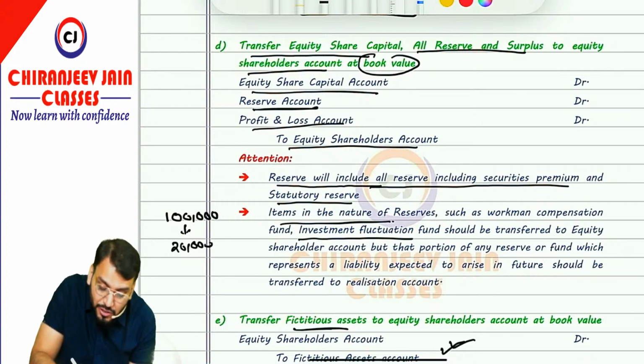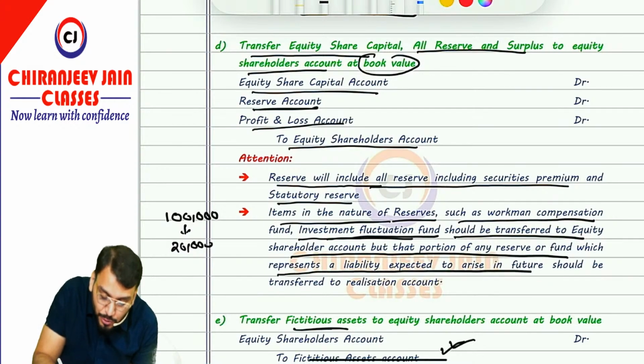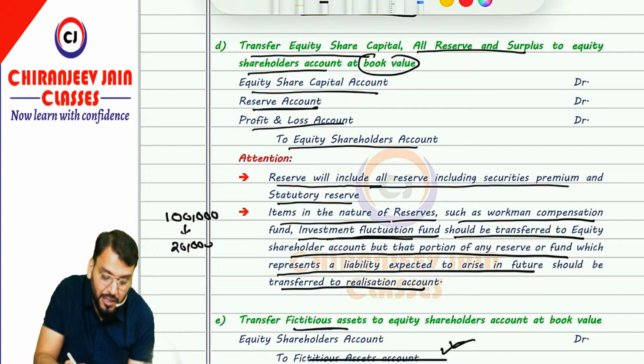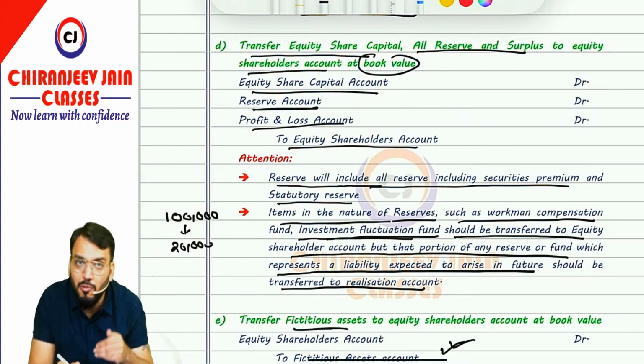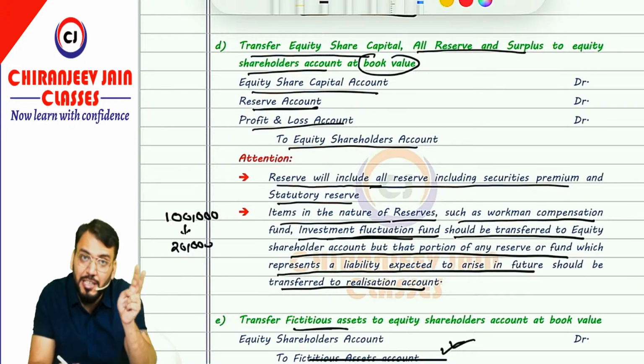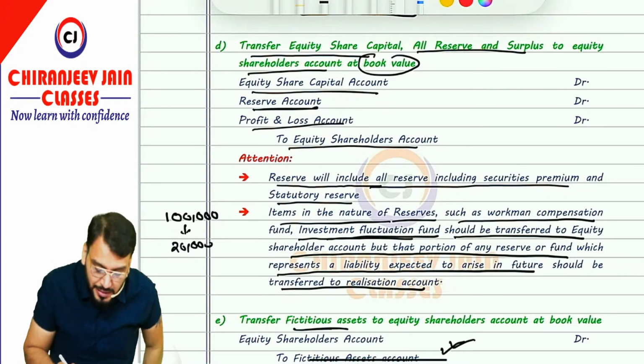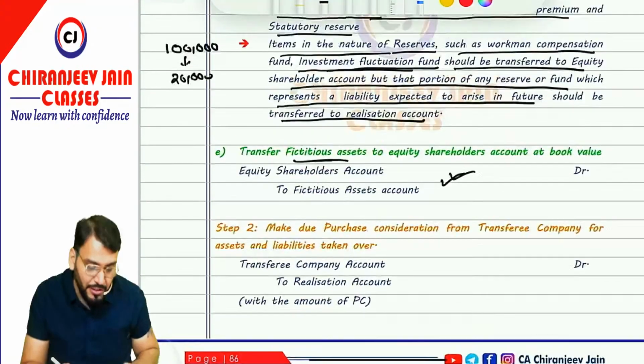So items in the nature of reserve such as workmen compensation fund and investment fluctuation fund should be transferred to equity shareholders account, but that portion of any reserve or fund which represents a liability expected to arise in future should be transferred to realization account. Once again I say, if they have given workmen compensation reserve and they say the expected liability to pay workers is 20,000, so 20,000 will be transferred to realization account and 80,000 will be transferred to equity shareholders account. This is our step number 1.